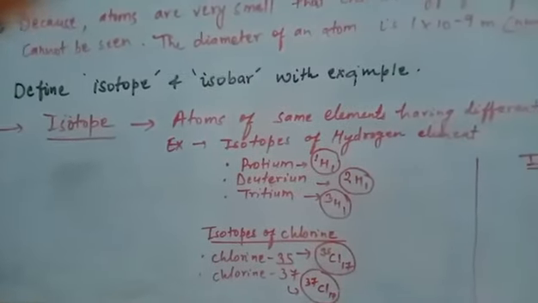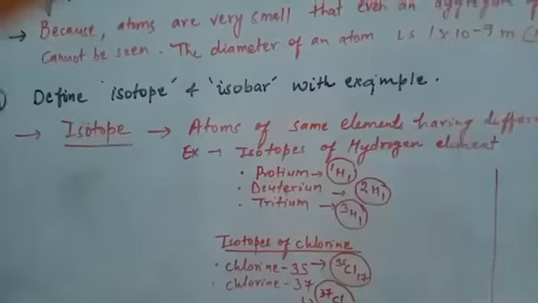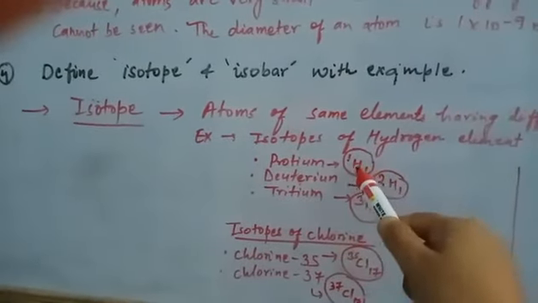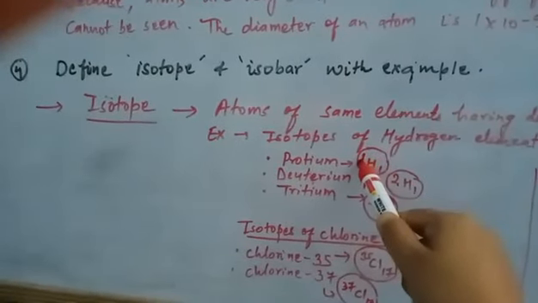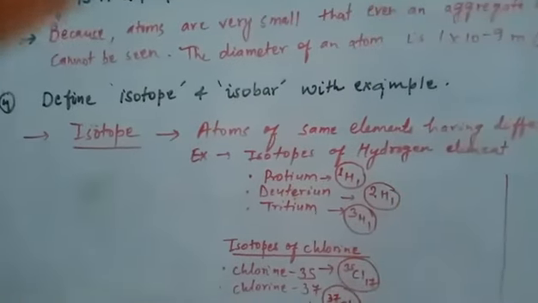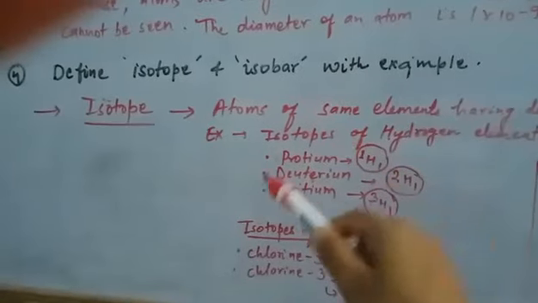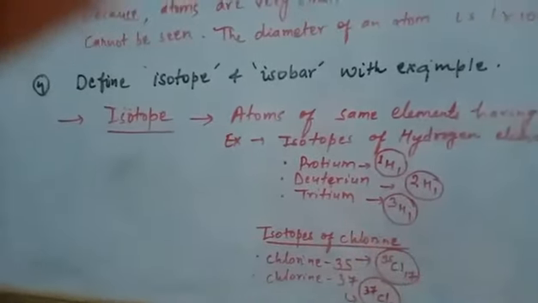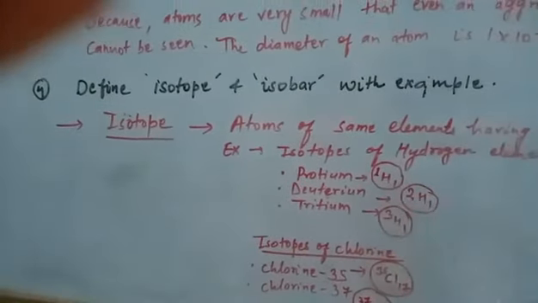So rather than writing 1 amu, 2 amu, 3 amu, you can just show it on the symbol only. You can write hydrogen, and in the upper right side you can show the atomic mass, showing how the atomic masses are different. Different atoms of hydrogen having different atomic masses.